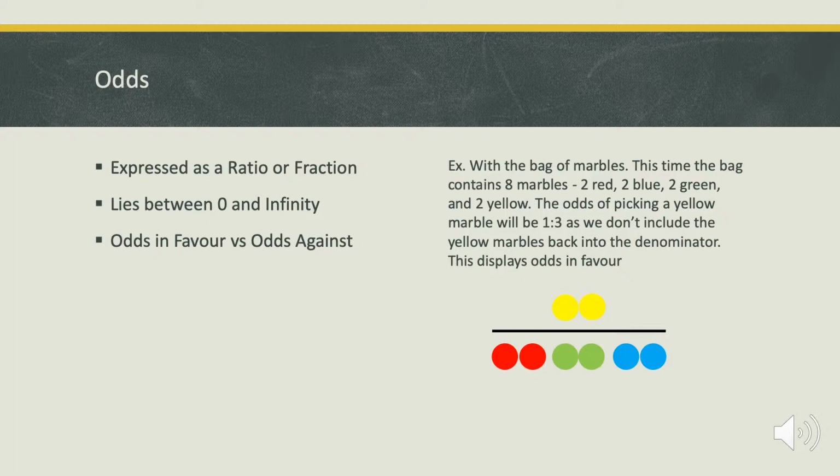And in the example on the right, you can see that we have 8 marbles, so we're going to use the marbles in the bag. Again, we have 2 red, 2 blue, 2 green, and 2 yellow. The odds of picking a yellow marble will be 1 in 3, as we did not include the yellow marble back into the equation, or the denominator. This displays odds in favor.